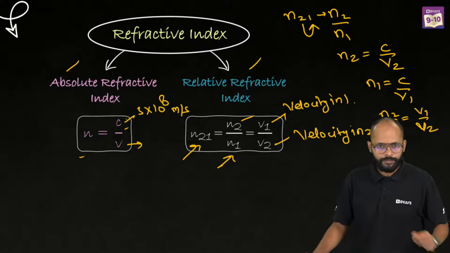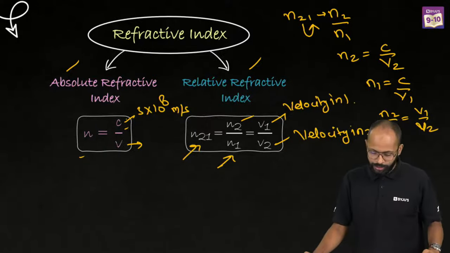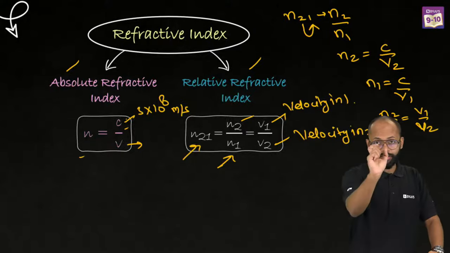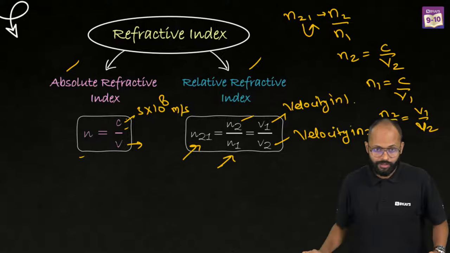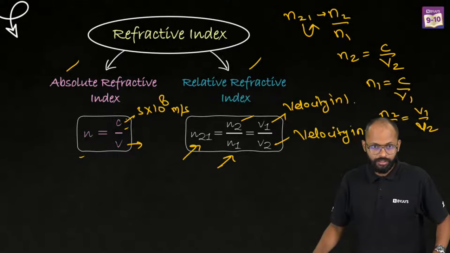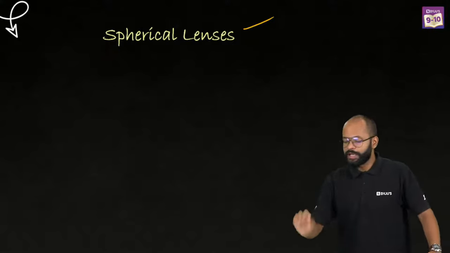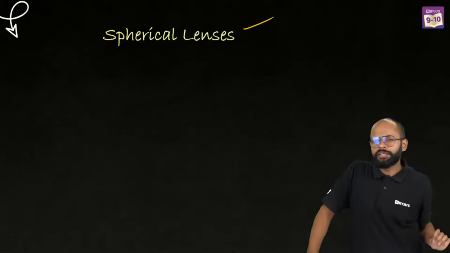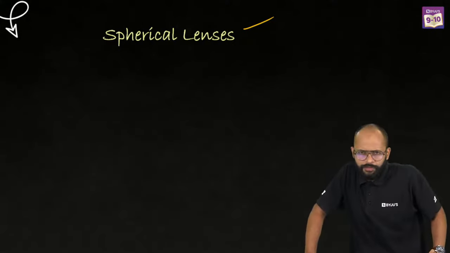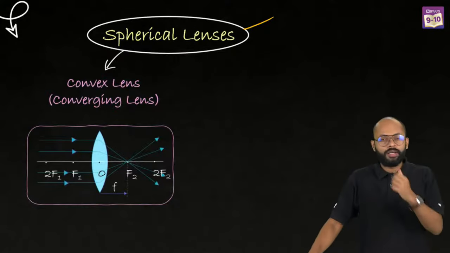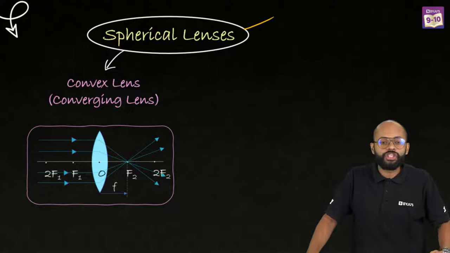Very good. Deviation, ha, I'll come to this. There is no angular deviation in glass slab. It's only lateral deviation. Okay, ha, very good. So spherical lenses. Now if we talk about spherical lenses, in mirror, what was the converging mirror? It was concave. In lenses, convex lens is the converging lens, right?